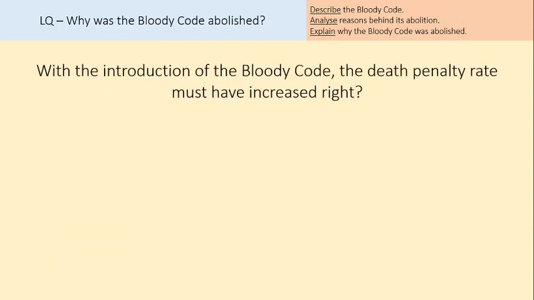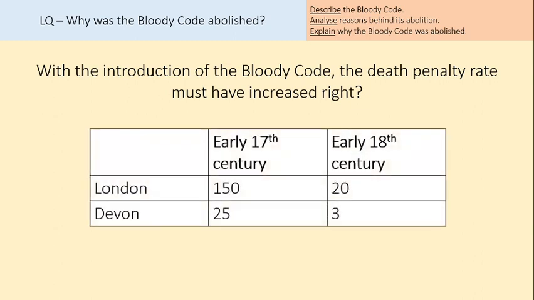Now, with the introduction of the Bloody Code, the death penalty must have increased. More and more people were given the death penalty because more and more crimes were given the death penalty, right? Have a look at this table. In the early 17th century, so before the Bloody Code, remember 17th century means 1600s, in London 150 people were put to death by hanging. Whereas in the early 18th century, that was reduced down to 20.